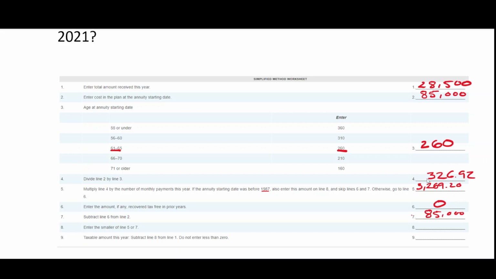And then we take the smaller of line 5 or 7. So this is line 5. This is line 7. The smaller of the two is going to be the 3,269.20.